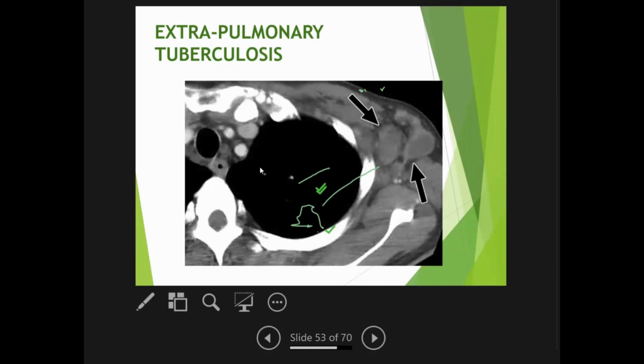So that's a patient with axillary tuberculosis. You can see the enlarged lymph node with the central necrotic areas.